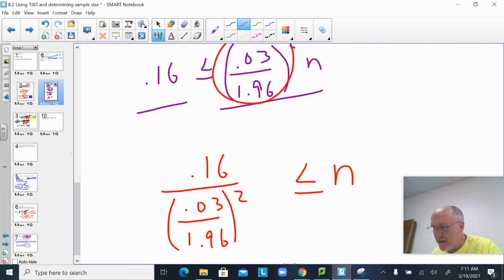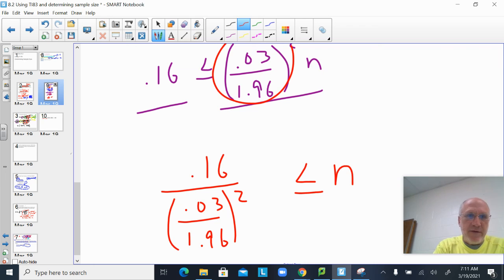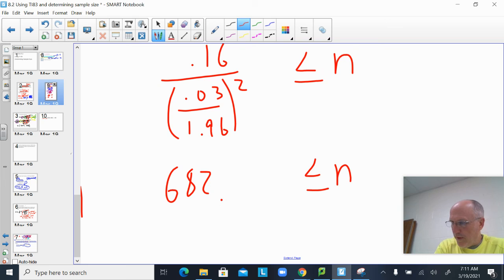Now, and only now, will I get out a calculator and do that math. Very carefully, in parentheses: 0.16 divided by parentheses, 0.03 divided by 1.96, the quantity squared. Turns out to be greater than or equal to 682.95. And we always want to go up to the next integer.